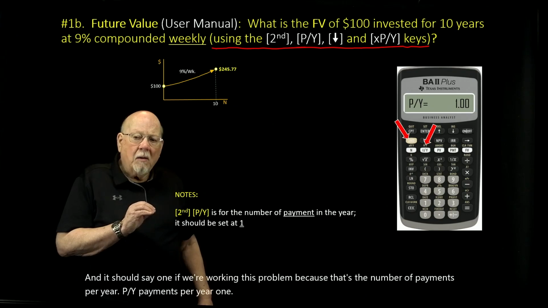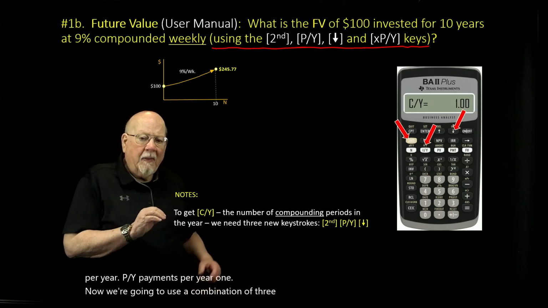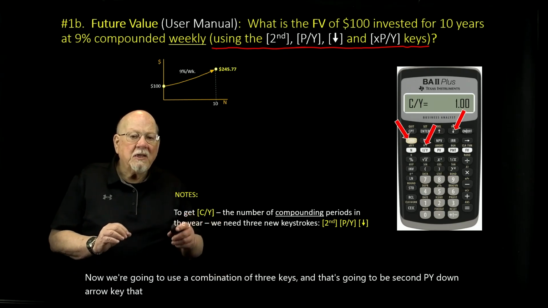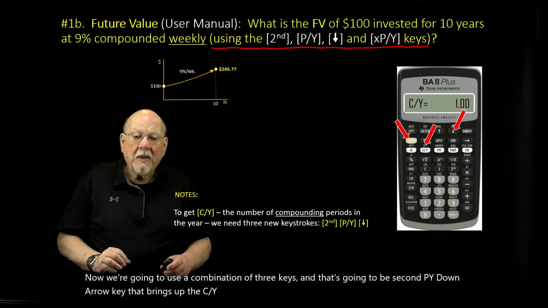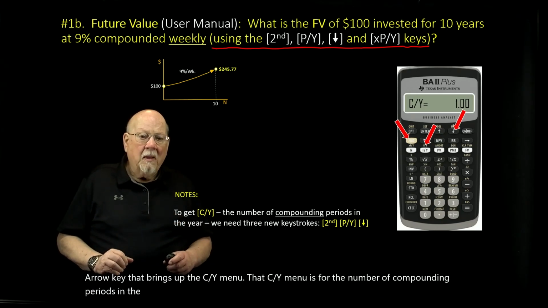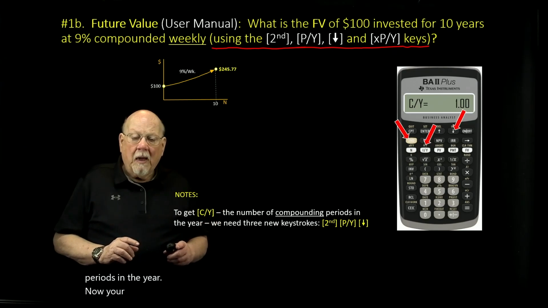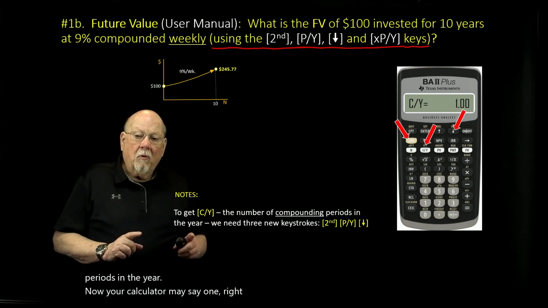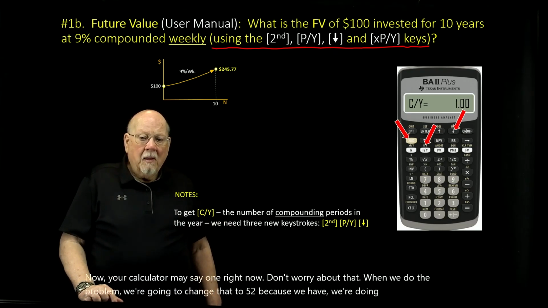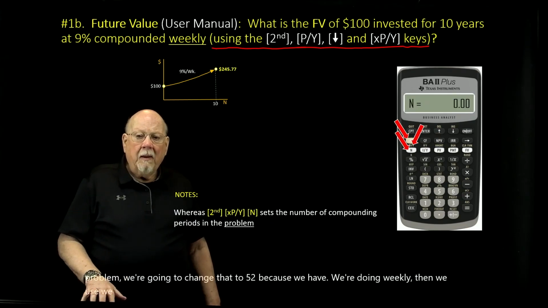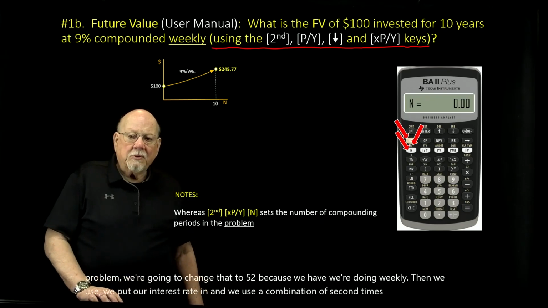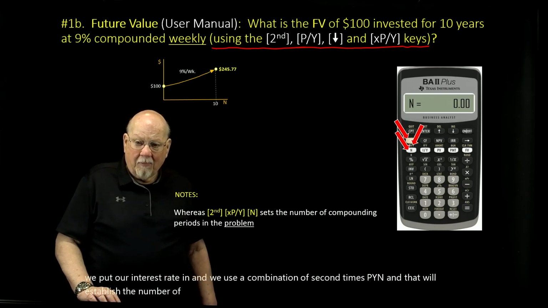Now we're going to use a combination of 3 keys, and that's going to be second P/Y down arrow key. That brings up the C/Y menu. That C/Y menu is for the number of compounding periods in the year. Now, your calculator may say 1 right now. Don't worry about that. When we do the problem, we're going to change that to 52 because we're doing weekly. Then we put our interest rate in, and we use a combination of second times P/Y N, and that will establish the number of compounding periods in the problem.